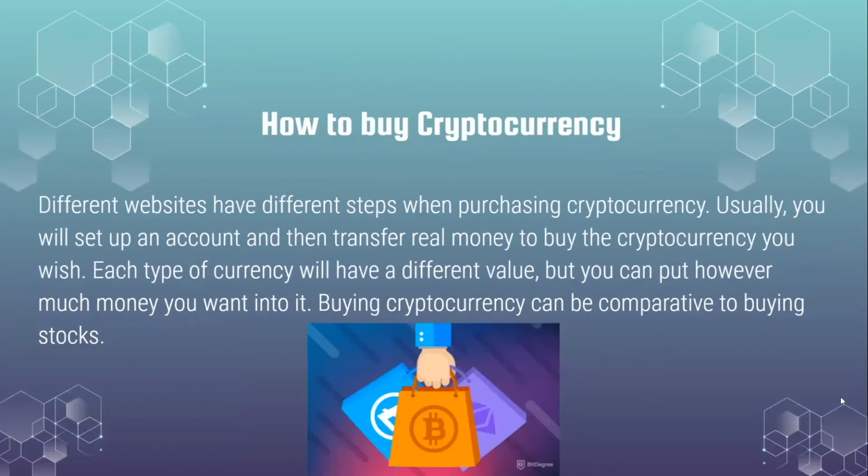So here's a bit more on how to buy cryptocurrency. Different websites have different steps when purchasing cryptocurrency. Usually, you will set up an account, then transfer real money to buy the cryptocurrency you wish. Each type of currency has a different value, but you can put however much money you want into it. Buying cryptocurrency can be comparable to buying your traditional stocks.